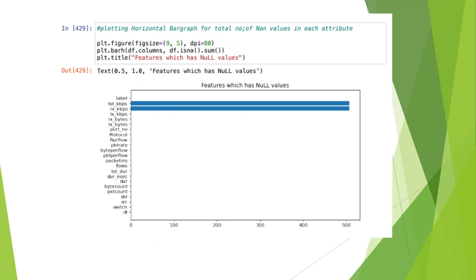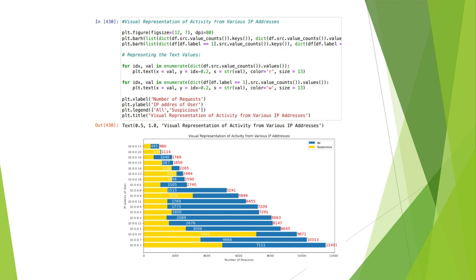And here we have plotted a horizontal bar graph for the total number of null values in each attribute, so that we can remove them, because this might affect the prediction of an attack by the algorithm. And we have represented in a horizontal bar graph the number of true users and attacks from different types of IP addresses.